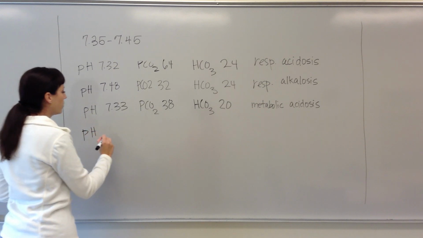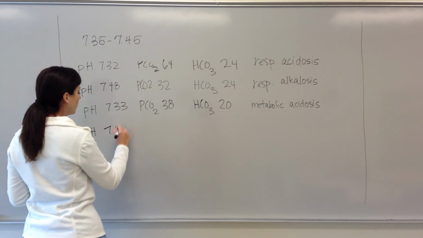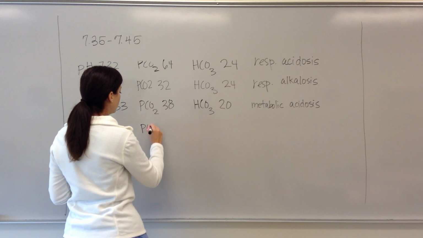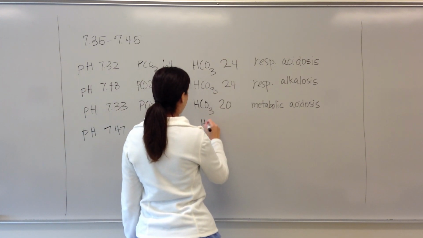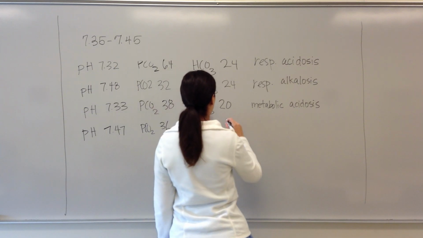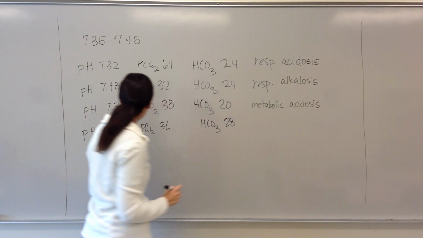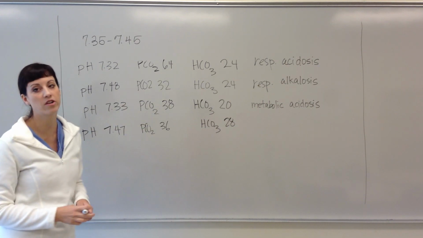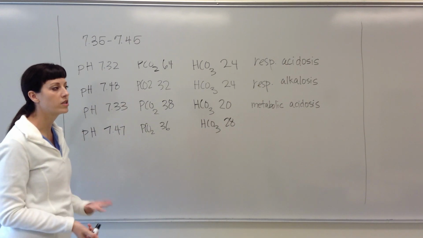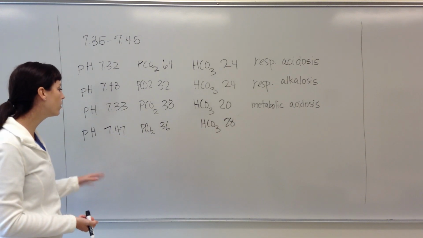In the last example, the pH will be 7.47. The PCO2 will be 36. And the bicarb is 28. So we start with our pH, 7.47, that's greater than 7.45. So that means our primary acid-base imbalance is alkalosis.